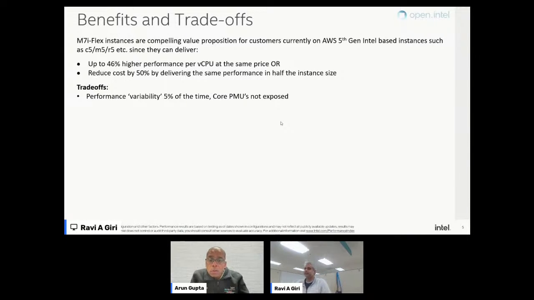So what kind of workload would be relevant? Like, if I think in terms of microservices workload, a request comes in, it spins it up, and it's a horizontal architecture. Is that a good architecture for leveraging M7i Flex?